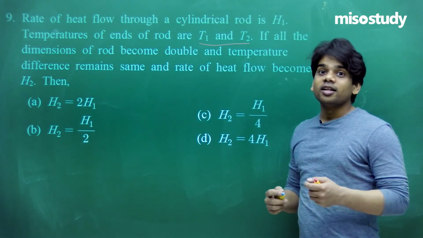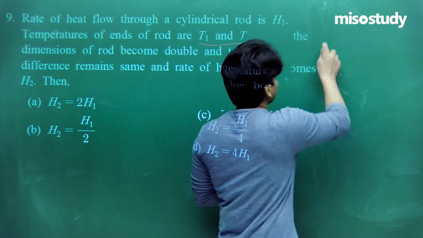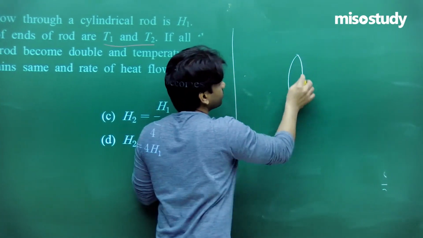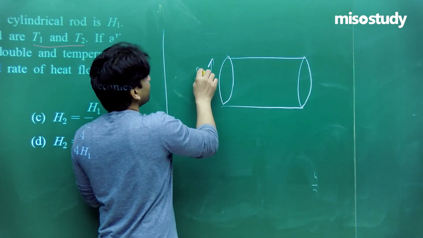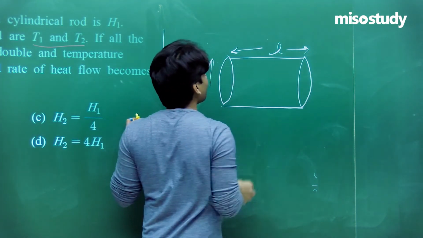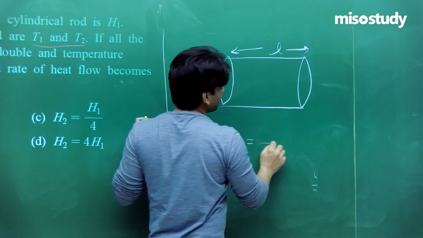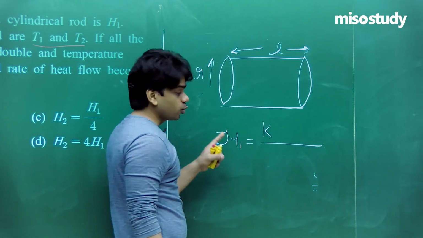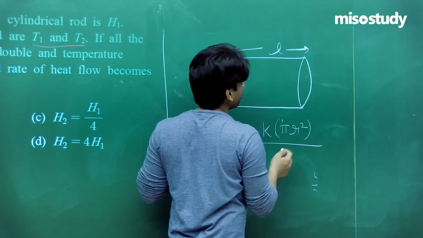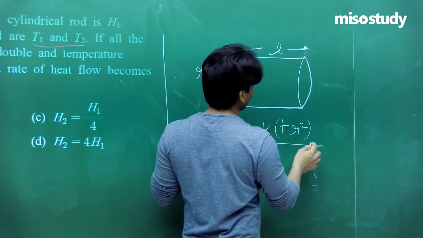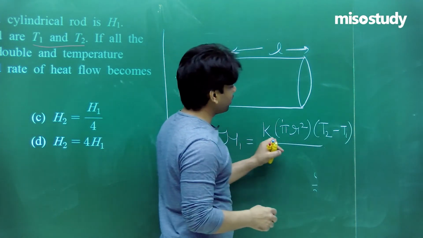Now it says cylindrical rod. So we need to see it will have a radius and it will have a length. So let me draw the rod. It's a cylindrical rod. It will have a radius and a length. Now the rate of heat flow, if we write H1, that is K into area. Area will be pi r square, into the difference in temperature, that is the ends are maintained at T1 and T2. So let me write this as T2 minus T1, divided by the length L.